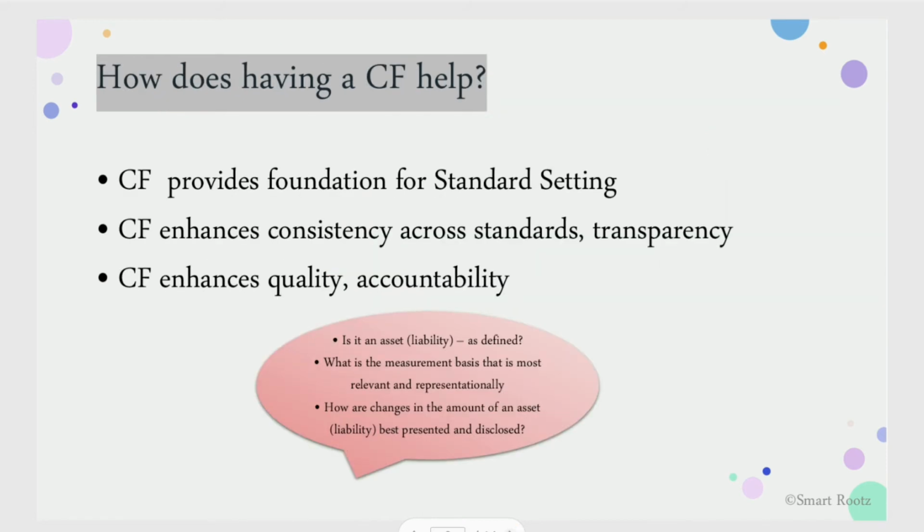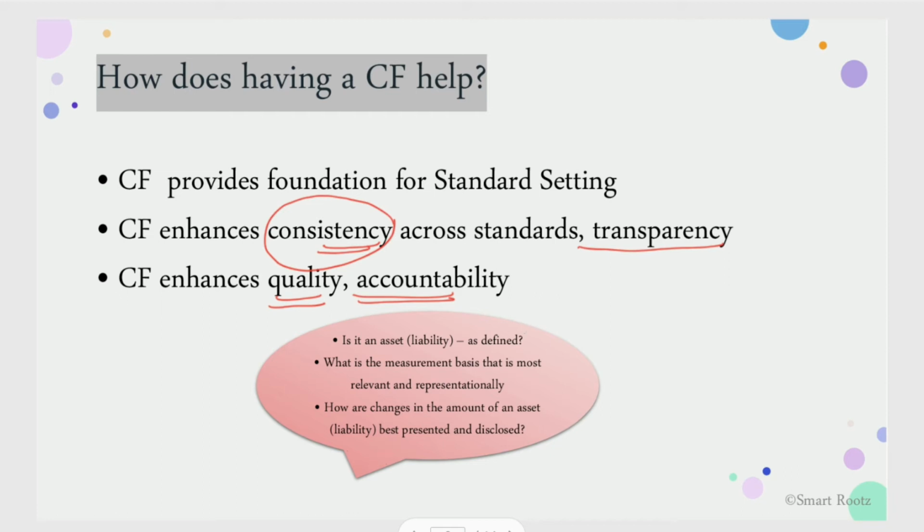This IASB has also given a conceptual framework, and it has also given answers to questions like these: how does having a conceptual framework help? If you have a conceptual framework, it will provide a foundation based on which different standards can be set. It also provides consistency across the standards and improves transparency, and it also increases quality and accountability. Across companies, if they are going to follow a conceptual framework and standards which are developed based on the conceptual framework, there is going to be consistency and it is also going to be extremely transparent.